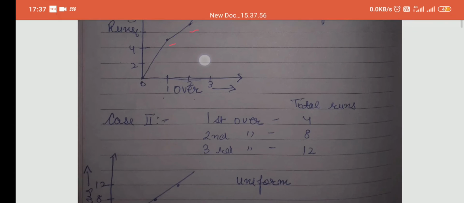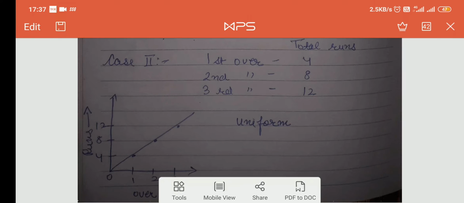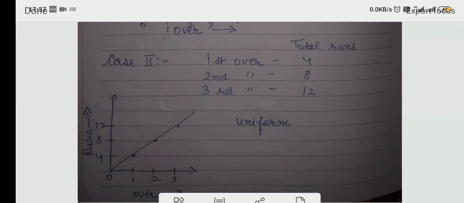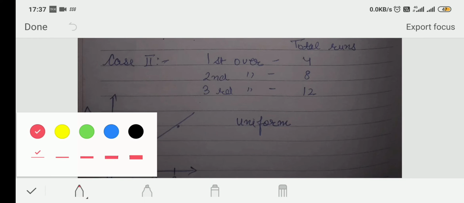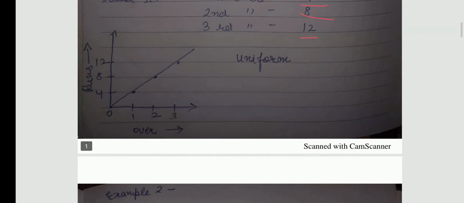Now consider the second case in which Virat Kohli makes 4 runs every over. So in the first over, total runs are 4, in the second 8, and in the third 12. So again I make a graph between runs and overs. It will look like this.